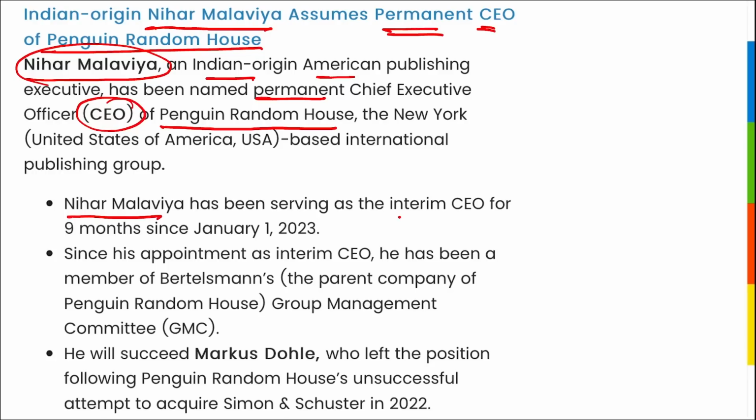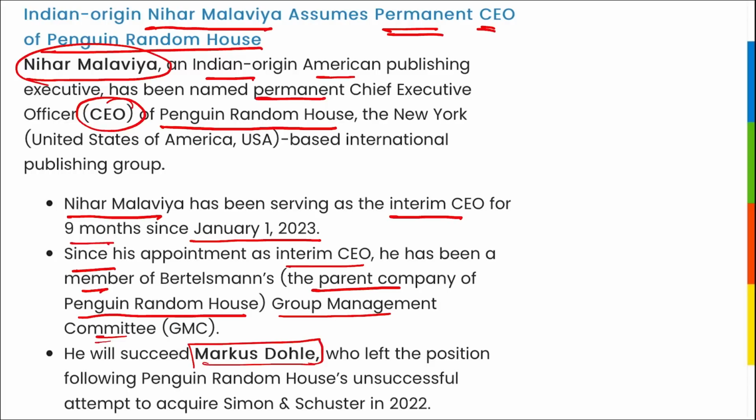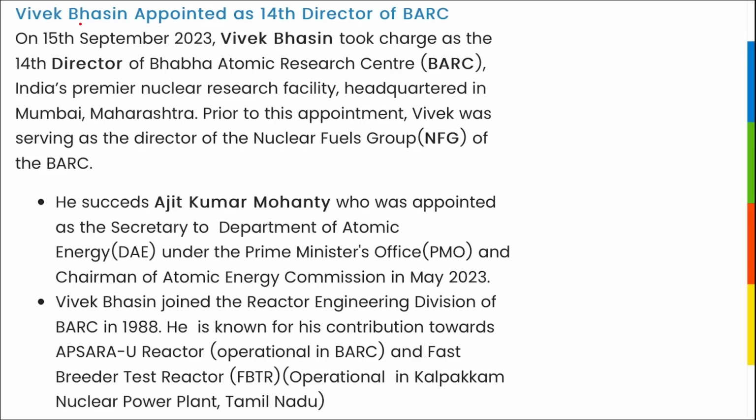Nihar Malviya has been serving as the interim CEO for 9 months since January 23, and since his appointment as interim CEO, he has been a member of the parent company's Group Management Committee. And he will succeed whom? He will be succeeding Marcus Doyle, who left the position following Penguin Random House's unsuccessful attempt to acquire Simon & Schuster in 2022. Right, so who will be the new permanent CEO of Penguin Random House? Nihar Malviya.